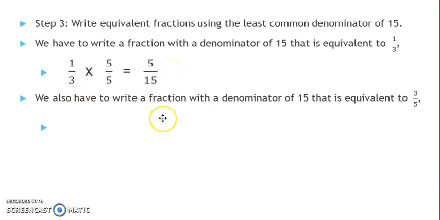So we're going to multiply both the numerator and the denominator by 5 for an equivalent fraction of 5/15. We also have to write a fraction with a denominator of 15 that is equivalent to 3/5. So in this case we need to multiply both 3 and 5 by the same number, and in this case it's going to be 3 that will give us 15. So we're going to multiply both by 3, and we're going to get 9/15 as our equivalent fraction for 3/5.